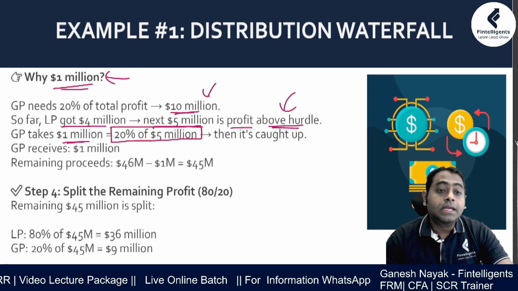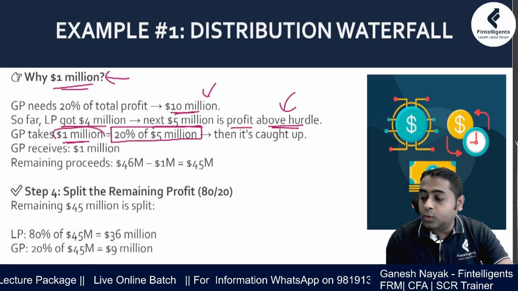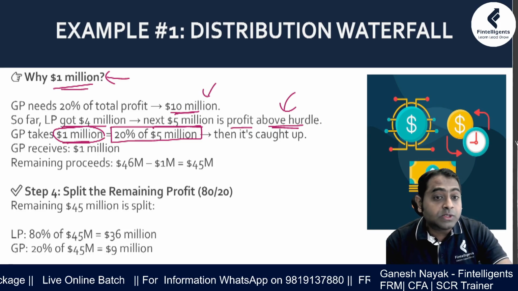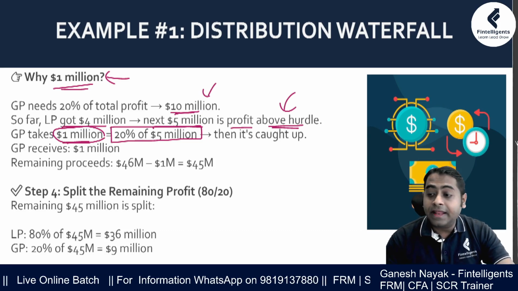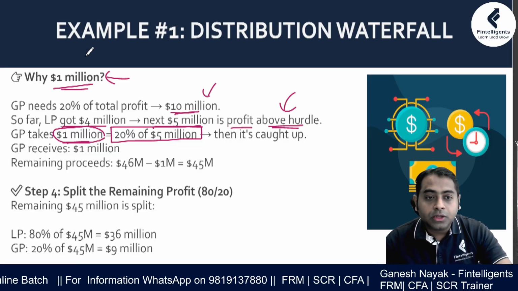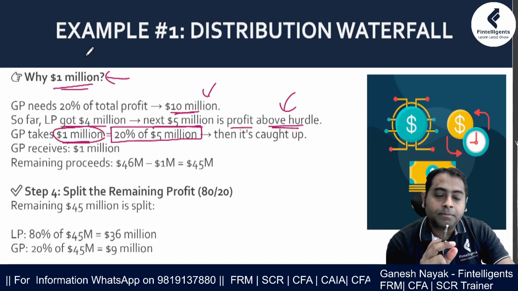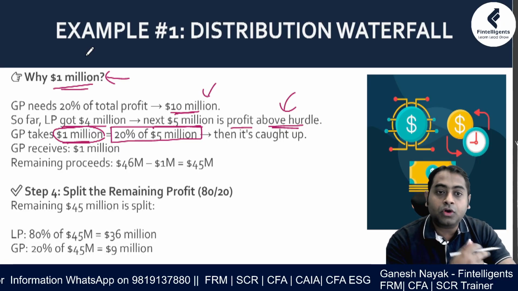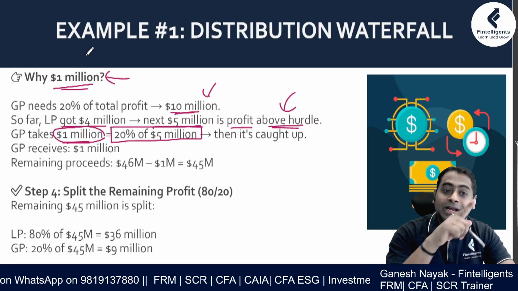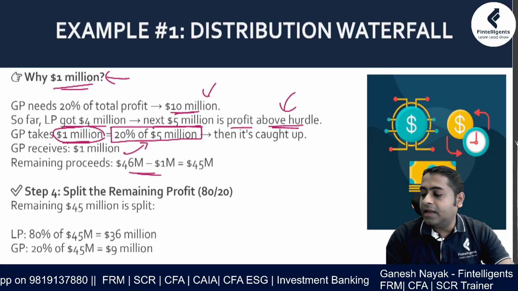20% of the next $5 million that has been used to calculate this $1 million. Because if we do that, you are going to get that you have made some payment to the GP initially. You are not paying him the entire $10 million immediately. You are paying first that $1 million, that is calculated as 20% of 5%, and then what is the amount left?